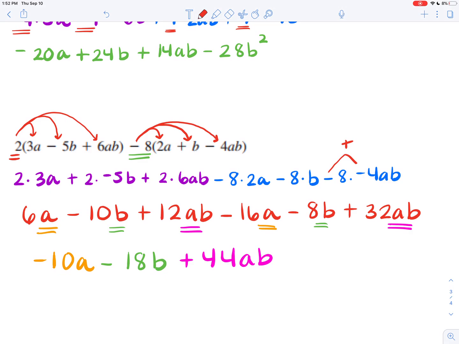You need to make sure you take them step by step, look at them one piece at a time, to make sure that you are correctly removing parentheses, correctly distributing signs, that's super important, and then correctly simplifying by only combining like terms.